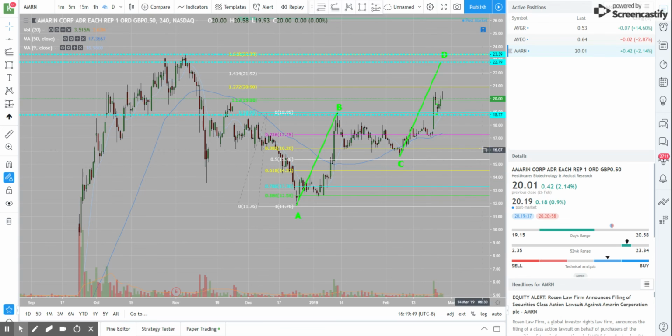Trend continuation with a higher high, higher close works really well. Let's see what happens with the earnings tomorrow.